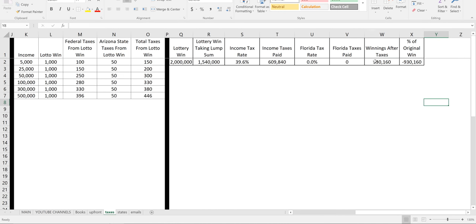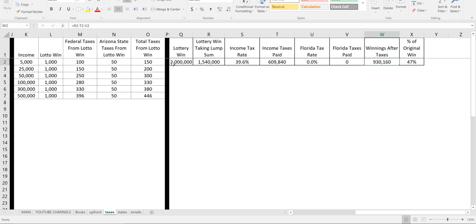So he pays a total of $609,840 in taxes. I'm sorry, he ends up with $930,160 after he pays the $609,000 of taxes. So that's how much money he ends up with.